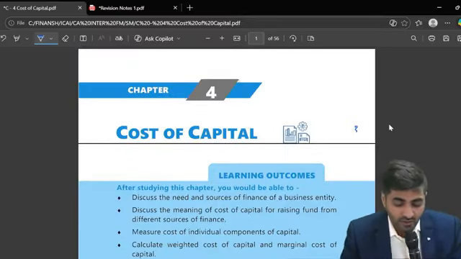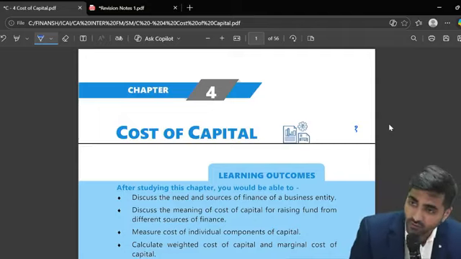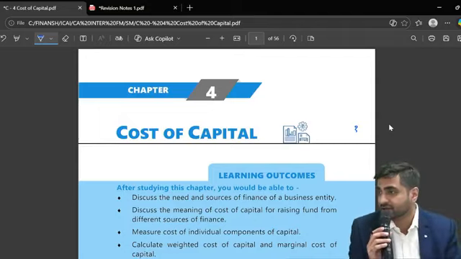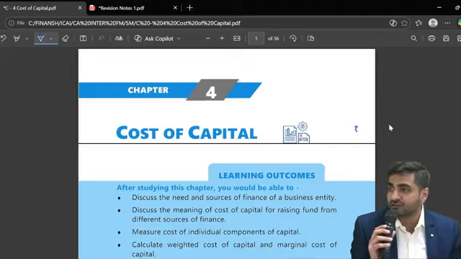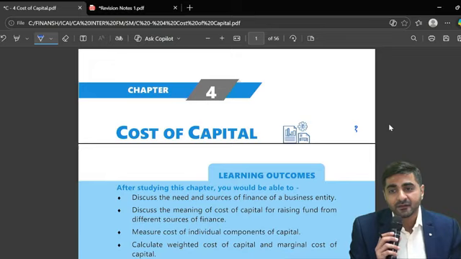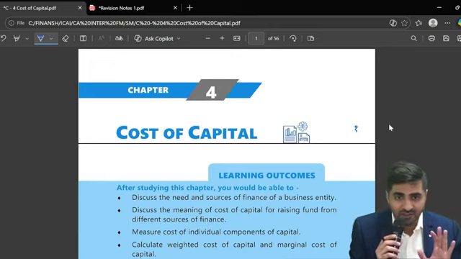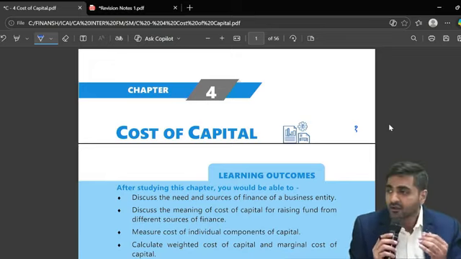Chalo. So are we all ready? Okay. With the next chapter, that is going to be cost of capital. So this chapter is going to be super fun. Lot of calculations. But I'll explain this chapter conceptually. I'll revise everything one by one.